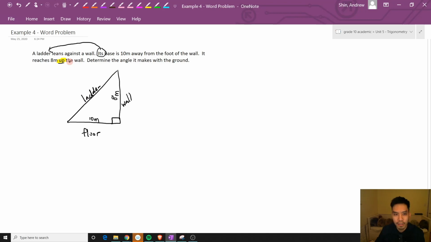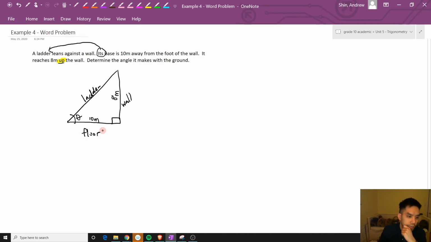But that's not what it says here. It says the ladder reaches 8 meters up the wall, which implies that it's going up along the wall there. And it's measuring the height, how high it goes up. Okay, so please be careful with that. And determine the angle the ladder makes with the ground. So here's my floor, the ground, and determine the angle with which the ladder meets the ground, which is this part right here, theta.